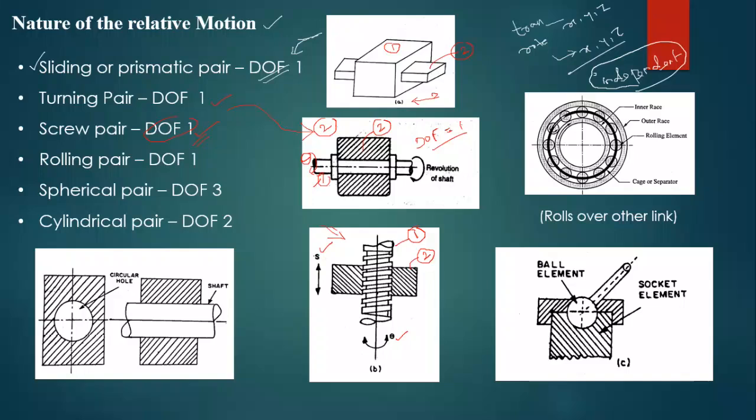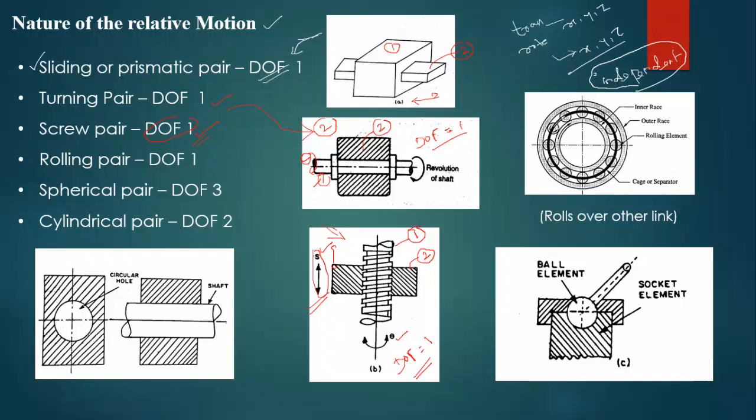See here, 2 motions are there. One is sliding motion and another one is theta, rotary motion, right? So the degree of freedom means independent relative motions. Here the sliding motion depends on theta, right? This is dependent, not independent. So only one independent motion, which is sliding motion. So the degree of freedom for the screw pair is equal to 1.